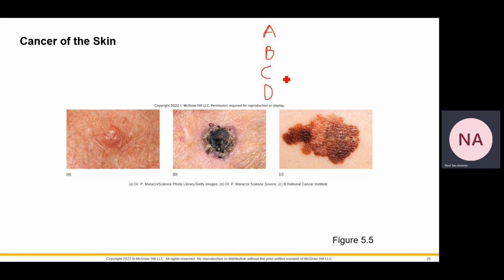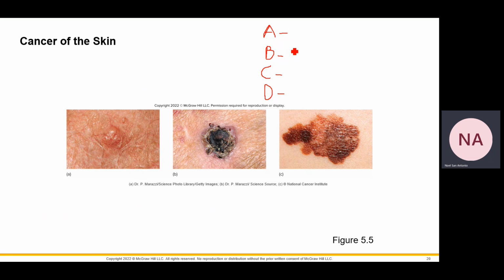Okay? So that if these mnemonics satisfy the characteristics of a particular mole that is located or found by the patient in their body, they will have to consult their primary care physician. So ano yung apat na criteria na yan? A for asymmetry, no? B for border, C for color, and D for diameter.